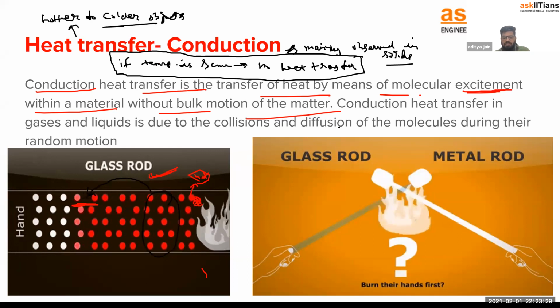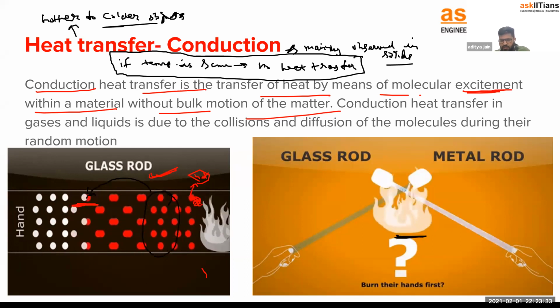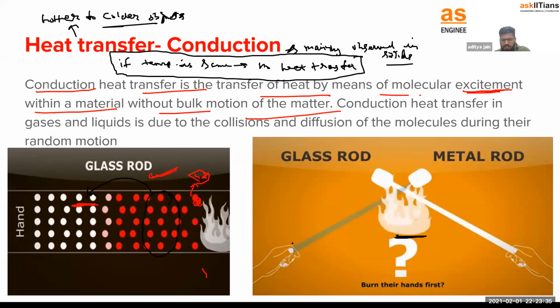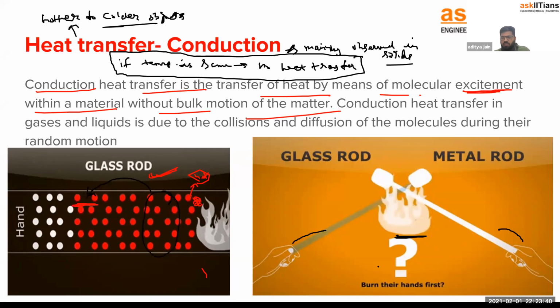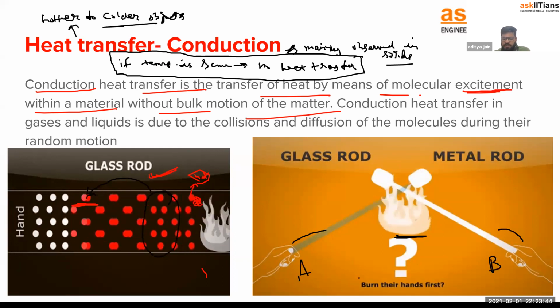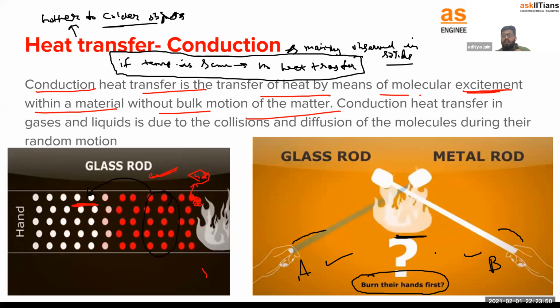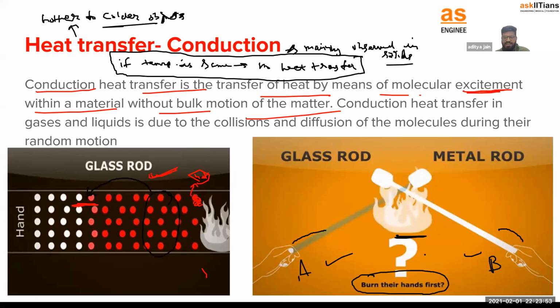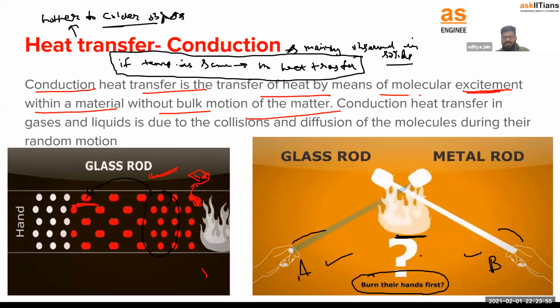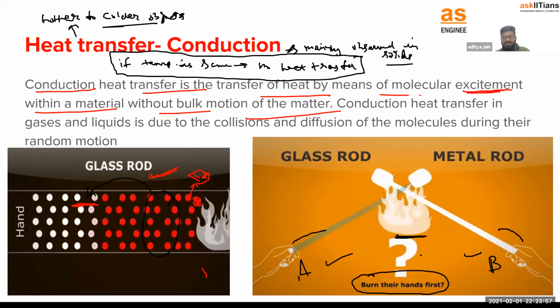I think this conduction process is clear. Now in this right picture, there is a flame of fire. One person is holding a glass rod, another is holding a metal rod. Suppose I name this person A and this person B. Which person will burn their hand first, A or B? What's your take? Think. Okay, the answer will be B.